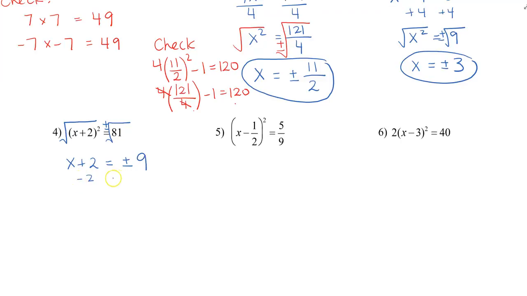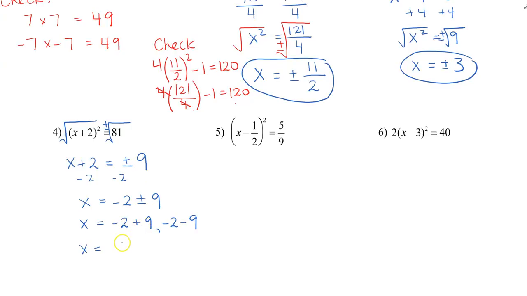We're going to subtract 2 from both sides. So now I have x is equal to negative 2 plus or minus 9. Now, we don't leave it as negative 2 plus or minus 9. It is nice to actually get the two solutions. So x is equal to negative 2 plus 9, and we also have negative 2 minus 9, using the plus or minus. So this gives me the two solutions.